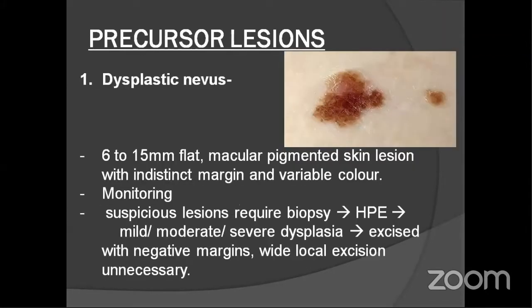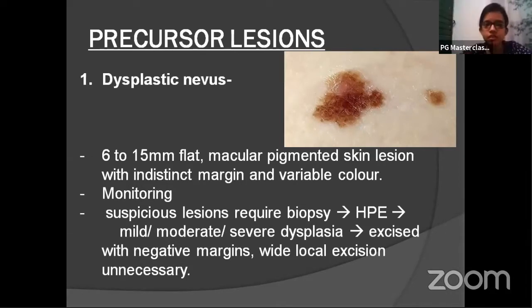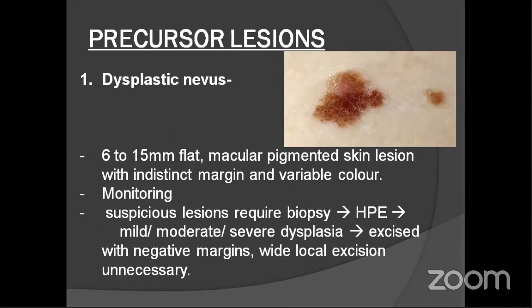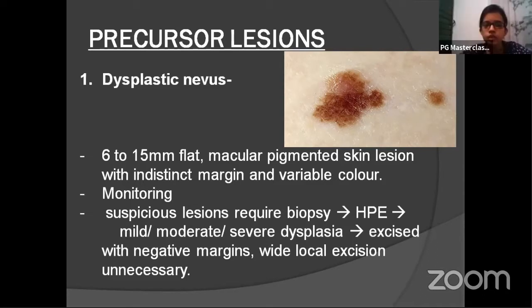Now discussing the precursor lesions. First is the dysplastic nevus. It is a 6 to 15 mm flat macular pigmented skin lesion with indistinct margin and variable color. We just have to monitor the progress of the lesion to see if it's progressing to melanoma or not. Usually no other investigation is required. But if there is a suspicious lesion which requires biopsy, then we can go for histopathological examination.